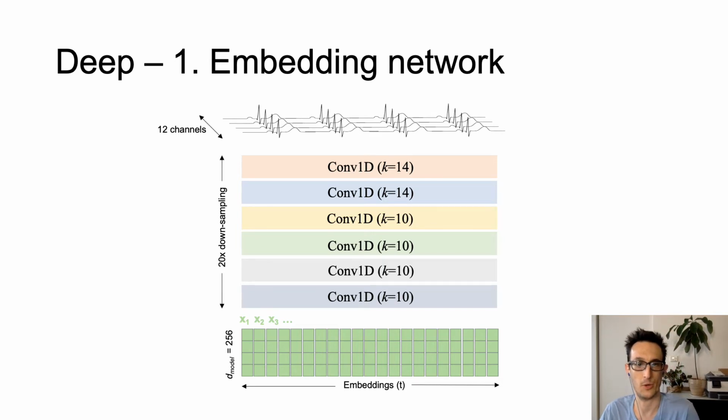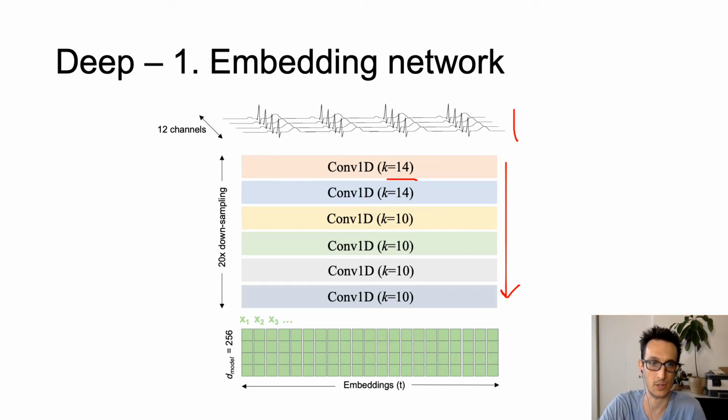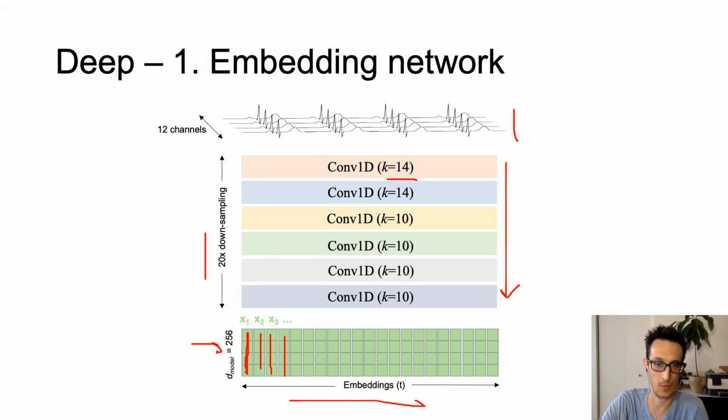Starting off with the embedding network. Here we take the 12-channel ECG recording and we feed it through a sequence of one-dimensional convolutions. And we use quite large kernel sizes. We do a roughly 20x downsampling of that raw signal, and what we end up with are a series of embedding vectors that capture some semantically meaningful information that's been extracted from the raw ECG signal. We chose a dimension size of 256, so each of these vectors has a size of 256, and then we have a vector for each time point moving forward in time.